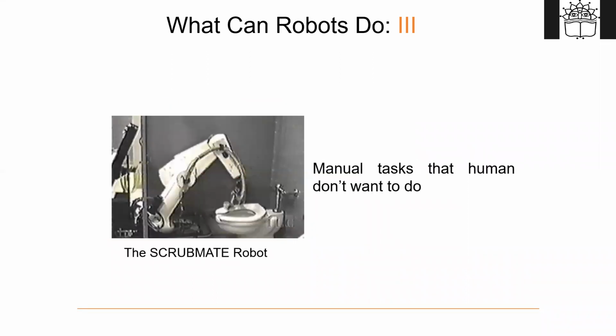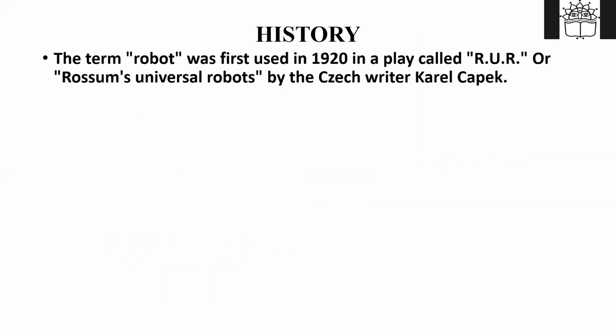Now, this is the photograph of the ScrubMate robot, which is used for cleaning toilets. Generally, humans don't want to do this kind of job manually, so for this kind of job also, we can use robots. Now let us see the history of robots, how robots were invented.